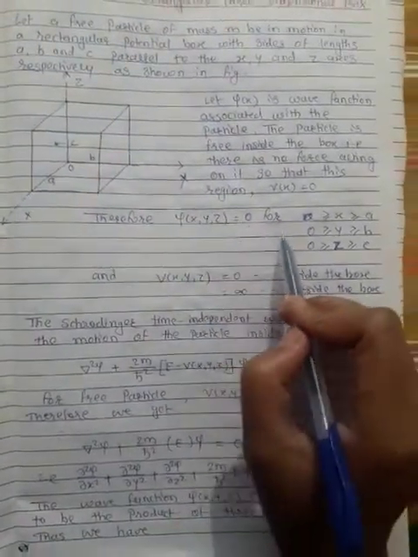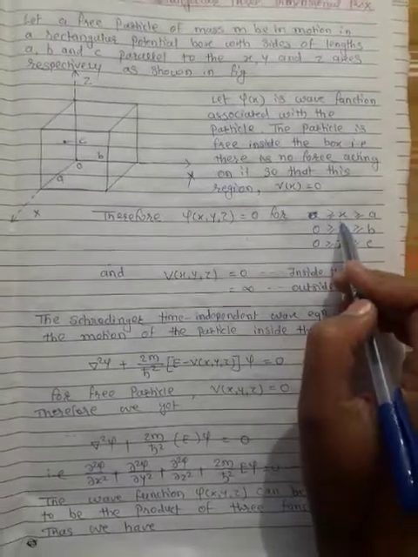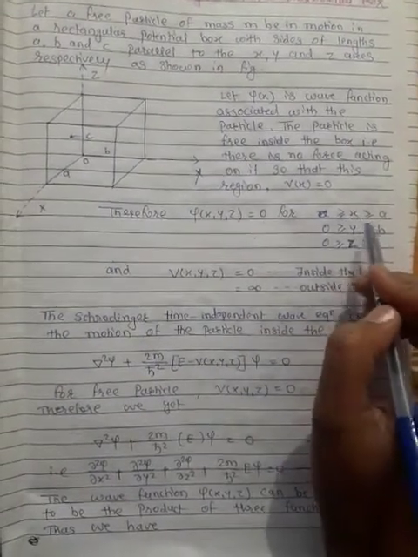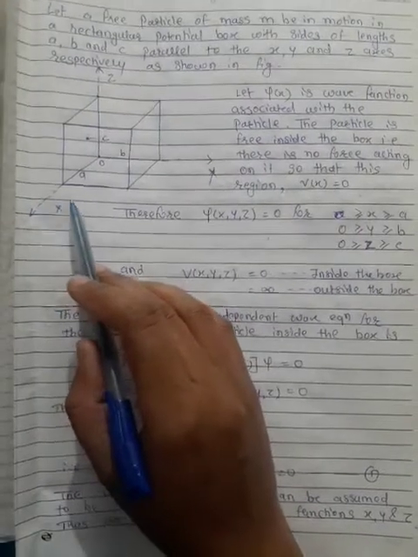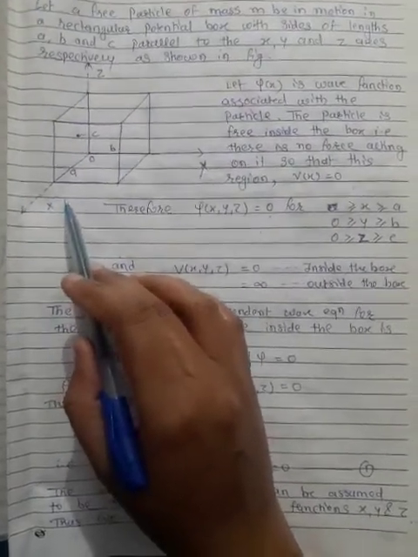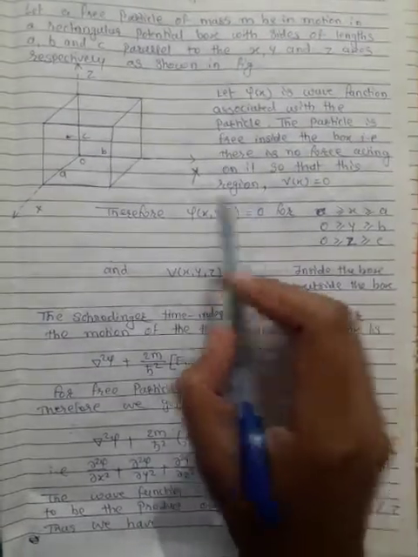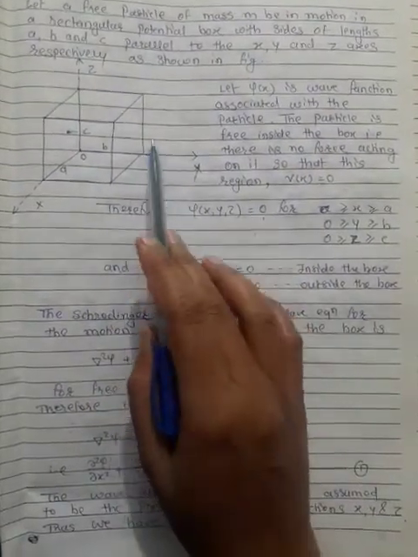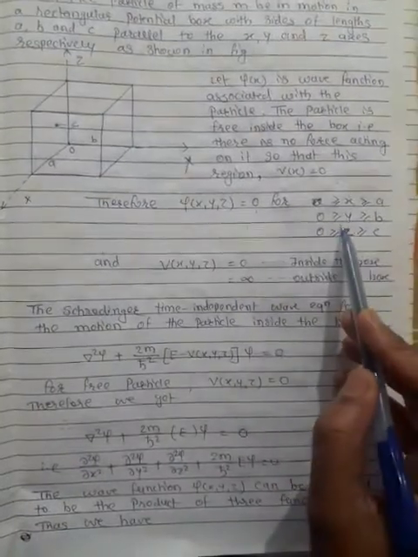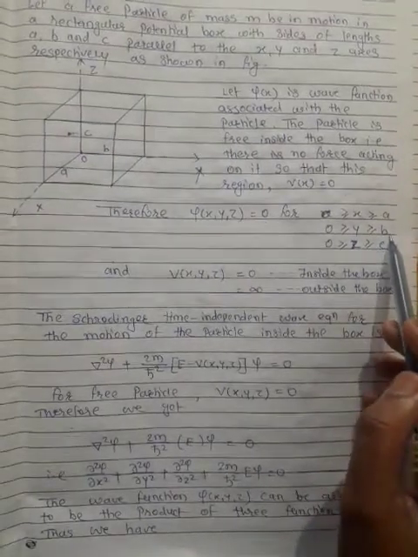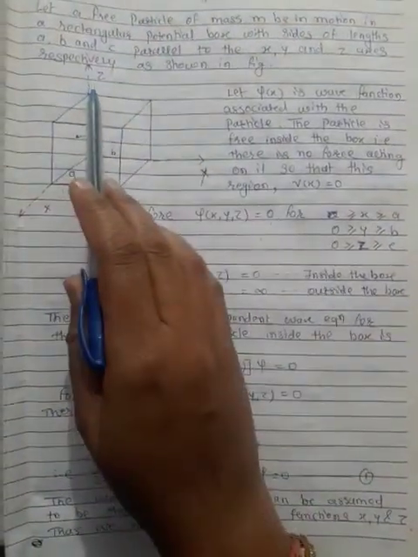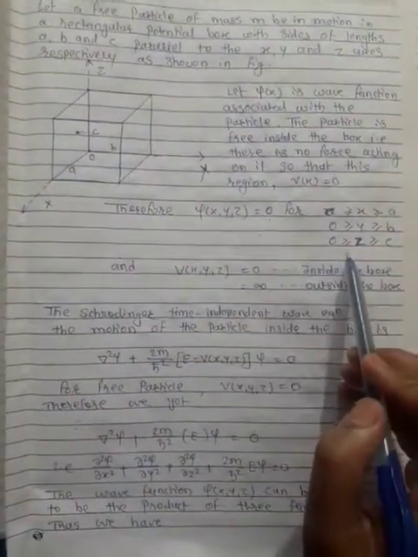Therefore, we write these conditions: when x is less than or equal to 0 or greater than or equal to a, the wave function becomes 0, meaning outside the box along the x axis. Similarly, psi(x, y, z) is equal to 0 along the y axis when it is outside the box. Therefore we write this limit: y is less than or equal to 0 or greater than or equal to b. Similarly, if the particle is outside the box, then the psi function becomes 0.